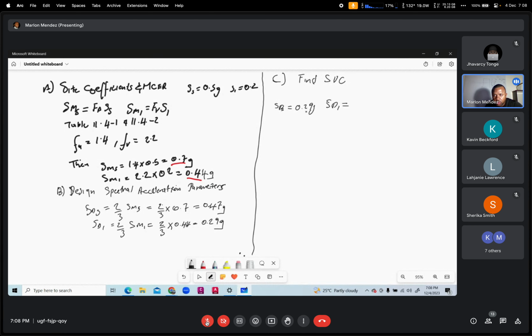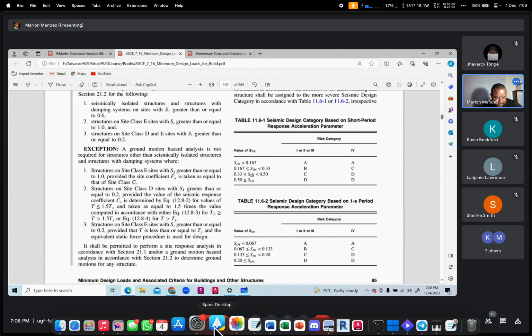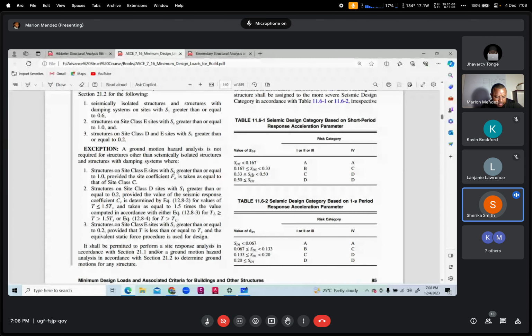All right, so if you look in the table for this figure, you recognize that for SDS, which falls somewhere here. Where is it? SDS is 0.47, sorry about that. So SDS 0.47 falls here, which is D.